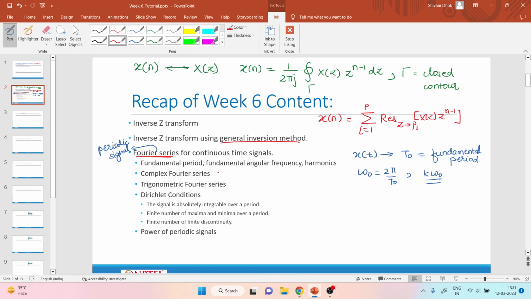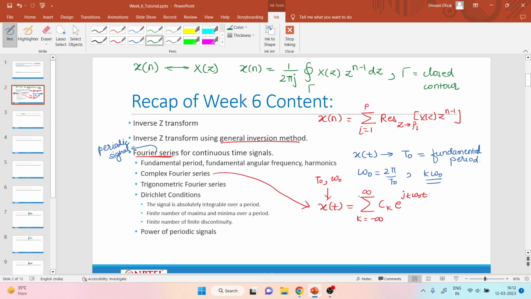After that, the complex Fourier series was discussed. What it says is any periodic signal, let's say x of t, with period t naught and fundamental angular frequency omega naught, can be written as a summation, or linear combination, of complex exponentials with some coefficients, with frequencies k omega naught t. And this is known as the complex Fourier series.